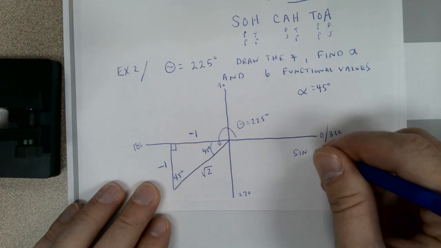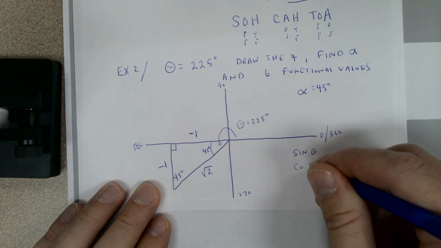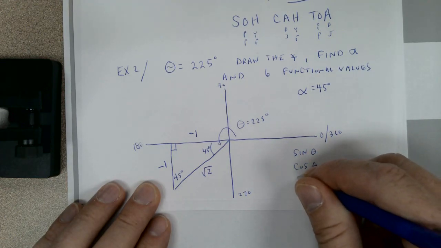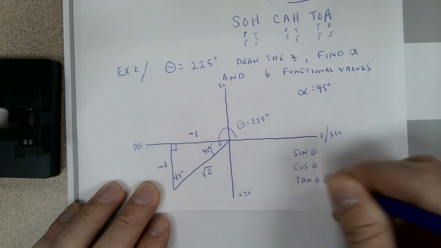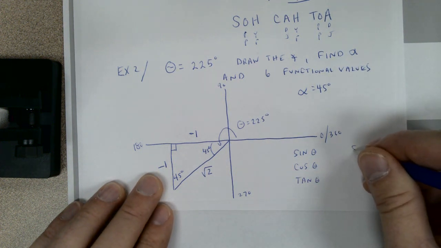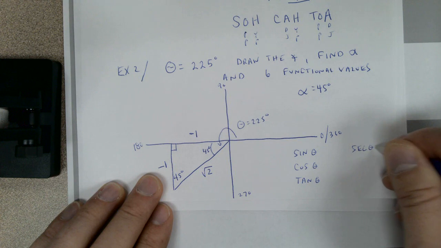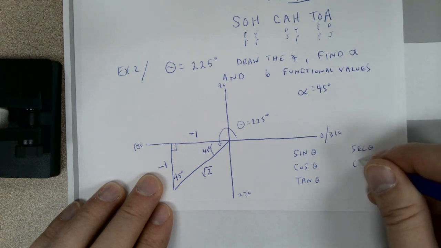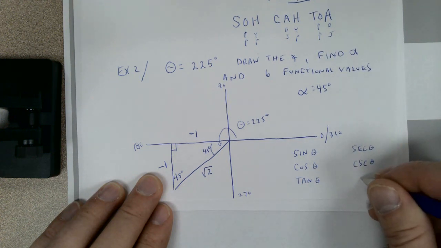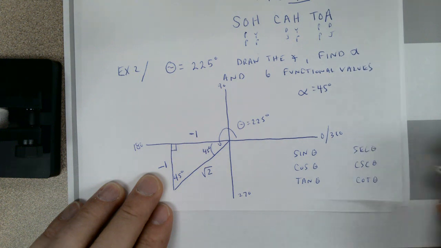Okay, so now we're going to find sine theta, cosine theta, tangent theta, and secant theta, cosecant theta, cotangent theta.